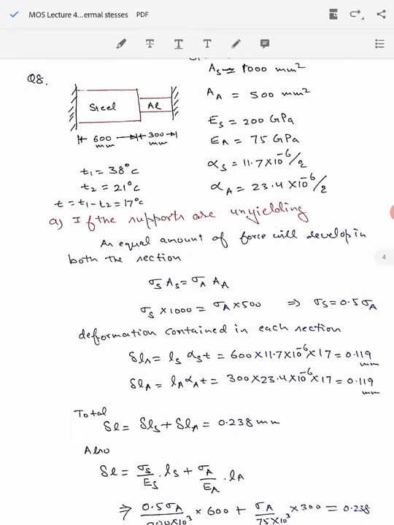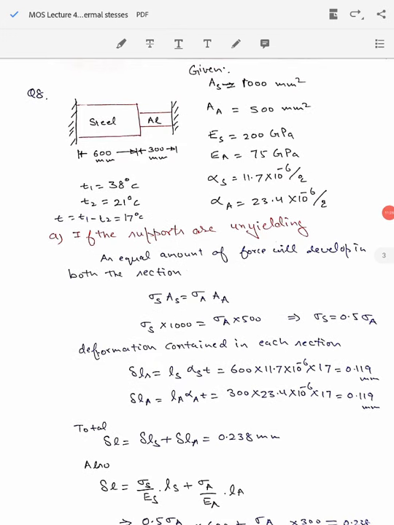Now let's again go and see a numerical. In this case, the first section of the bar is made up of steel and the second section is made up of aluminium. So we are using subscript S for the steel and A for the aluminium. The area of cross section of both the sections is given to you as 1500 millimeter square. You know the value of materials. For steel, the modulus of elasticity is 200 gigapascal. For aluminium, the modulus of elasticity is 75 gigapascal.